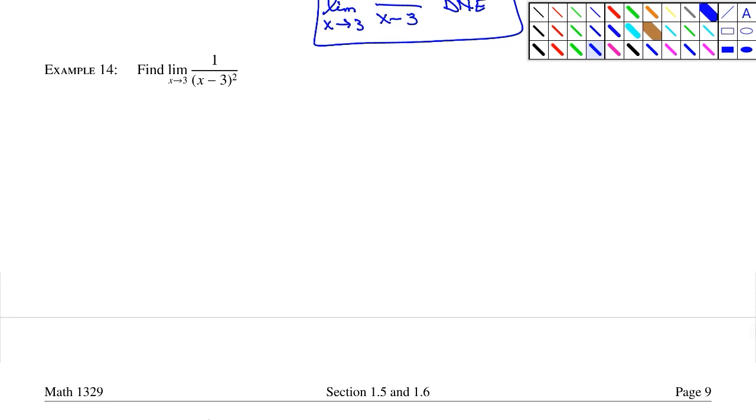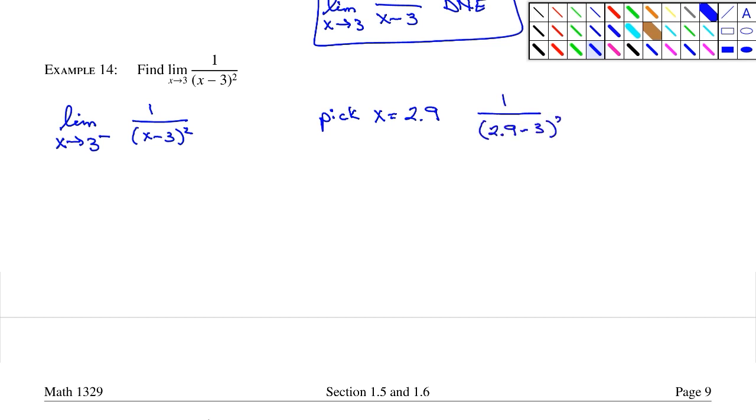Example number 14. Find the limit as x goes to 3 of 1 over x minus 3 squared. So if we try to evaluate at x equals 3, it doesn't work because we get a 0 in the denominator. So we need to look at the left and right limits. The limit as x goes to 3 from the left of 1 over x minus 3 squared. So I'm going to pick the same number as before. x is equal to 2.9. And that gives me 1 over 2.9 minus 3 squared, which is equal to 1 over negative 0.1 squared.